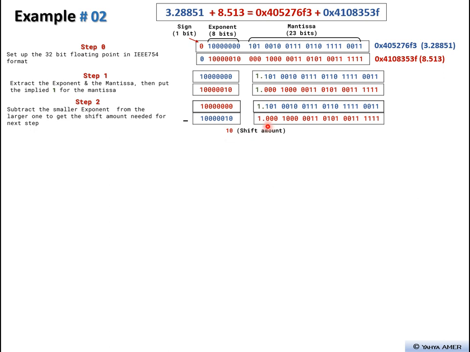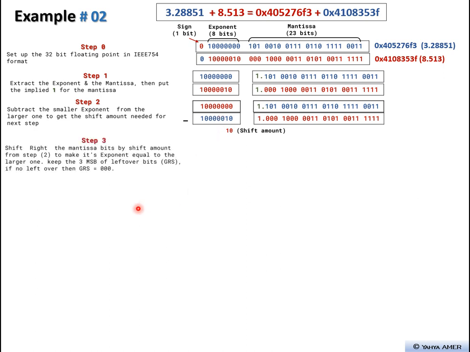So we have to shift now. Which one is smaller? Okay, we see this exponent is the smaller one. That means we will right shift its mantissa 2 places to the right, and at the same time, we increase this exponent by 2. So in that case, it's going to be equal to the other exponent, and that's the final result or target of this step. Okay, now in step 3, we will make the shifting.